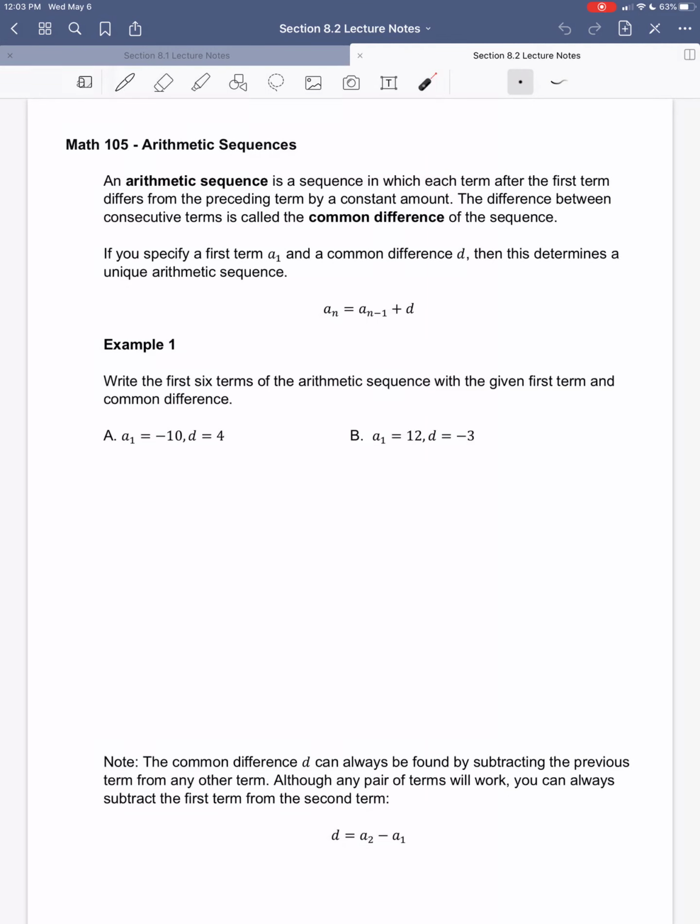In this mini lecture, I'm going to talk about arithmetic sequences. So the first thing is this word, arithmetic. The spelling of this word is exactly the same as the spelling of the word arithmetic. It's just that arithmetic is a noun, whereas this arithmetic is describing a sequence, so that's an adjective.